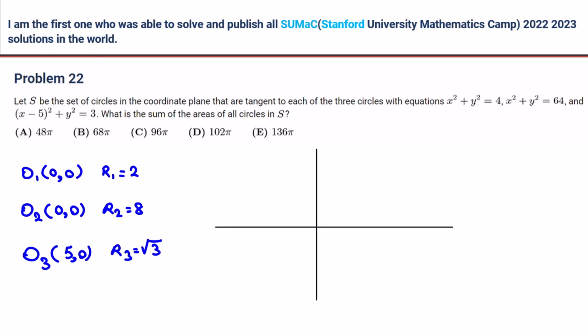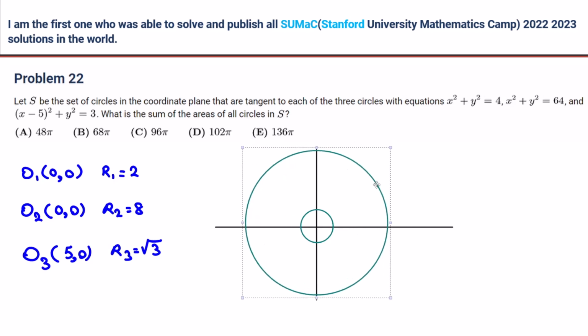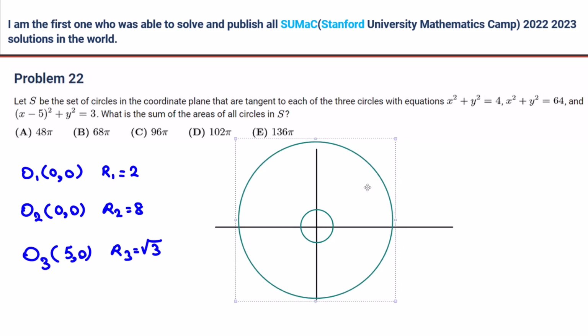So if we draw x, y axis, the first circle is, for example, 2. Next one is 8. 2, 4, 6. Let me make it larger. It will be something like this. And the next one is 5, 0. So this is 8. Let me minimize it. 8 is 2. And the next one is 5. There's a midpoint here, and the radius is root 3. So it would be something like this.